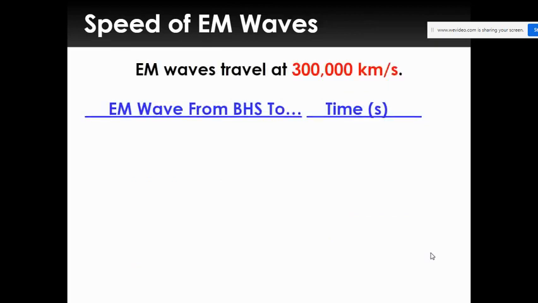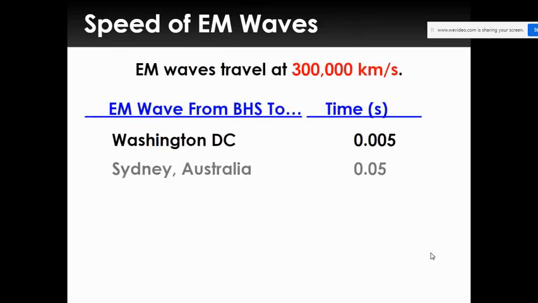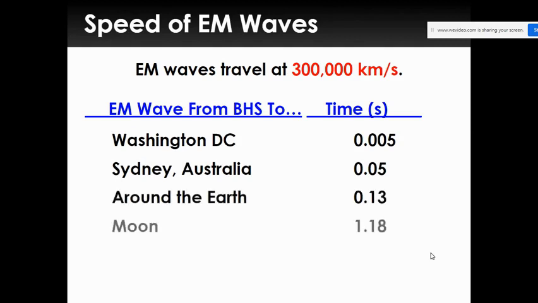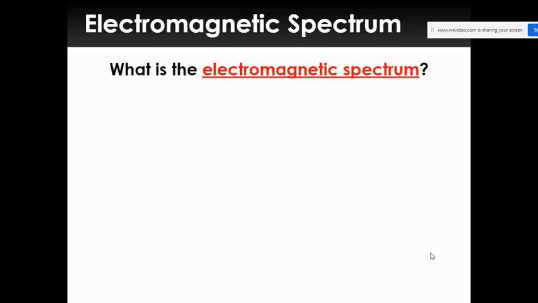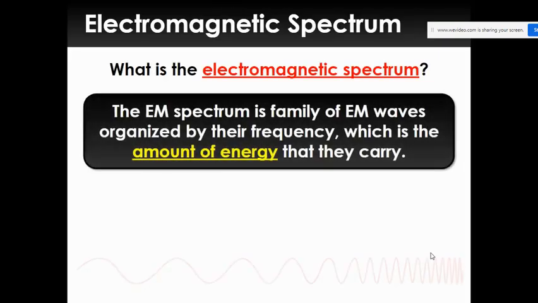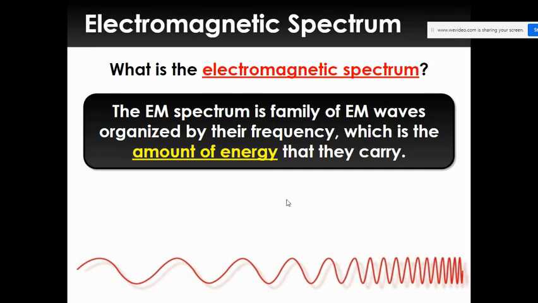They all travel at the speed of light. So some examples of the speed of light here: how long it would take light to go from Burnsville High School to different objects. So then we took a quick look at the electromagnetic spectrum itself.